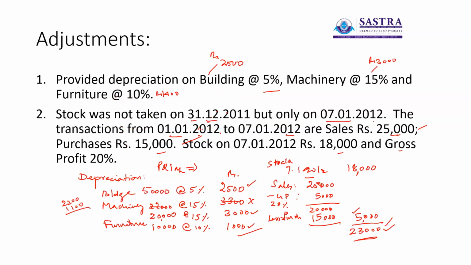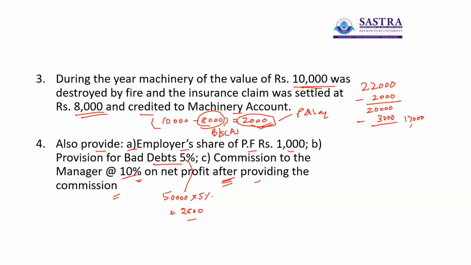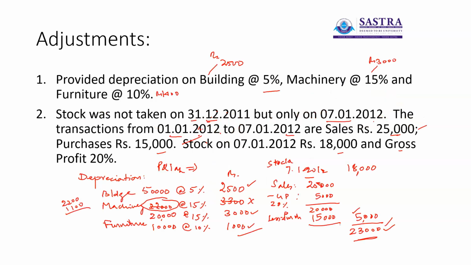Here the point to be noted is they calculated initially depreciation on the total value of asset of 22,000, but we found that there was a loss to the tune of 2,000. So on the machinery which is not existing, we should not provide depreciation. So we reduced it. And on the balance of 20,000, we calculated it at 15%. So this is with regard to this. And this is with regard to this. And furniture, 10% to be provided.